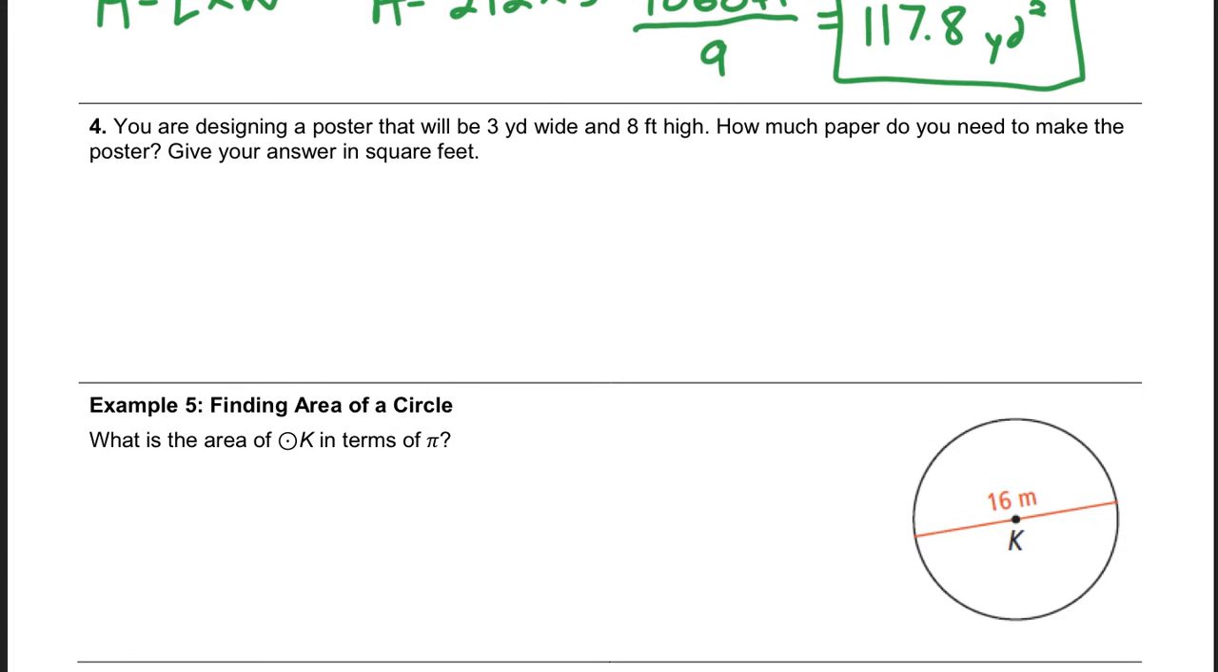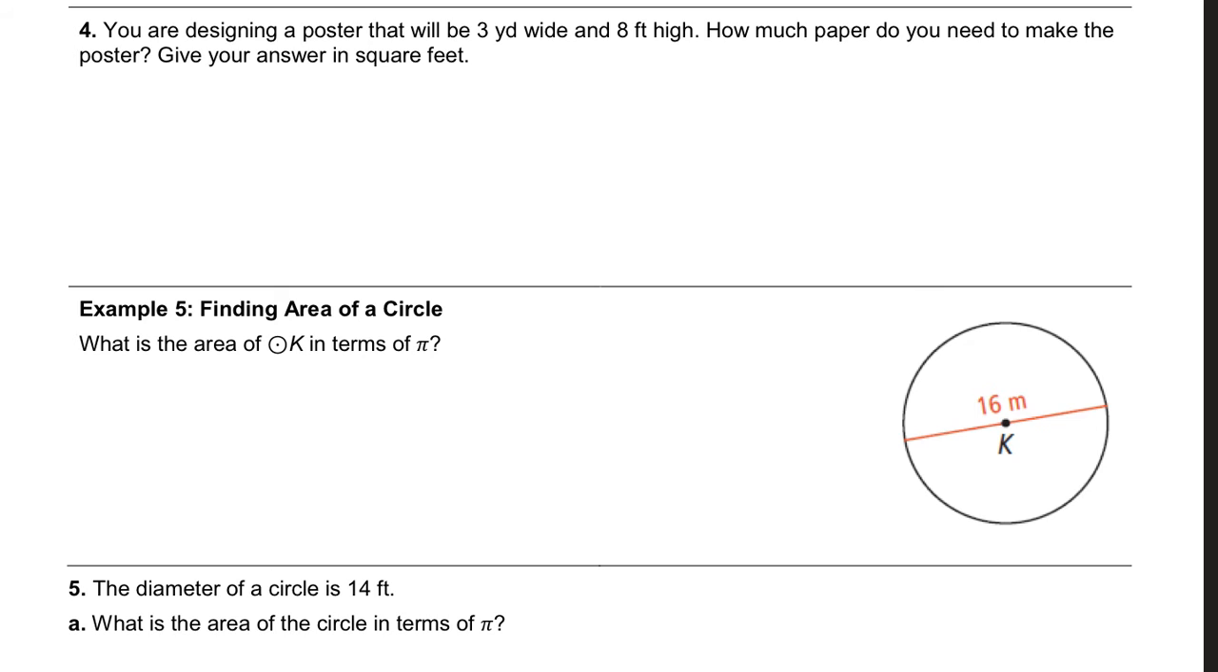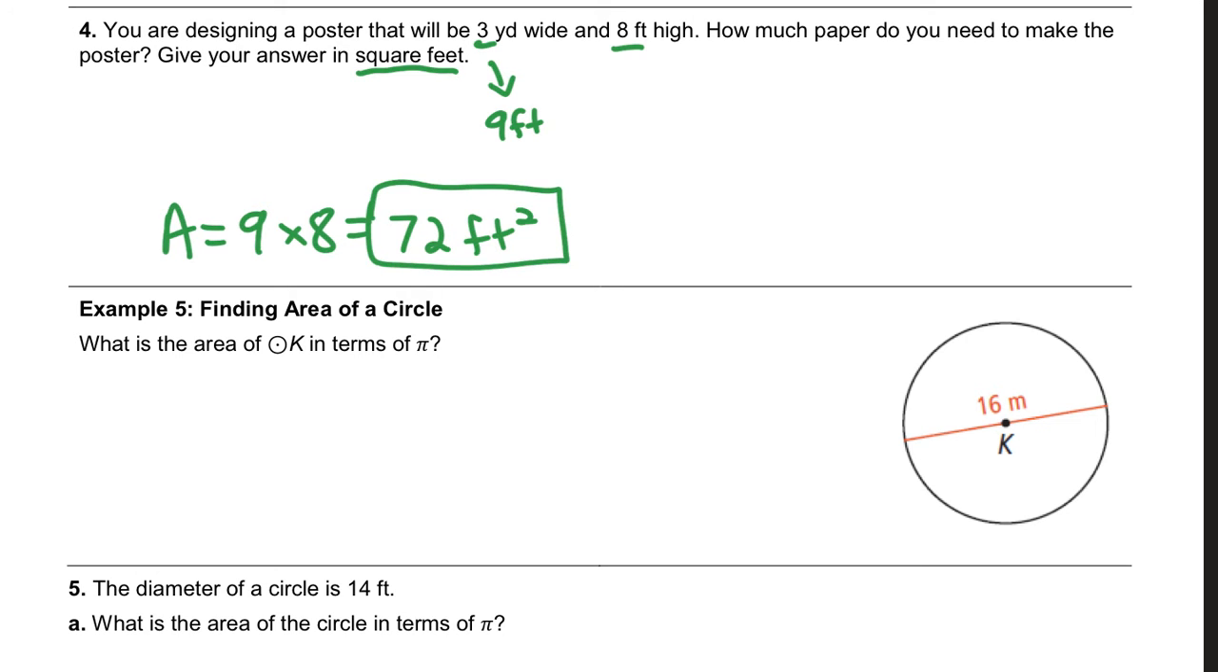So for number 4, I'll just go through that with you really quick here. You're designing a poster. That'll be 3 yards by 8 feet. The units do not match up, but I want the answer in square feet. So with this example, I think it would be worth it to convert the 3 yards to 9 feet, because then the calculation is a little bit easier. You have 9 feet times 8 feet, which is 72 square feet. So sometimes it pays to convert the units at the end. Sometimes it pays to convert the units earlier. It all depends on the situation.